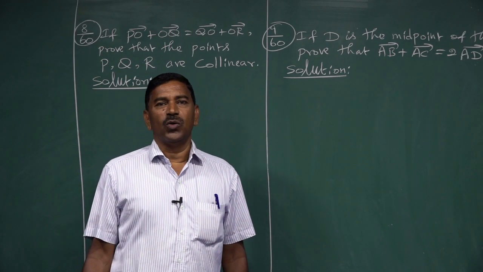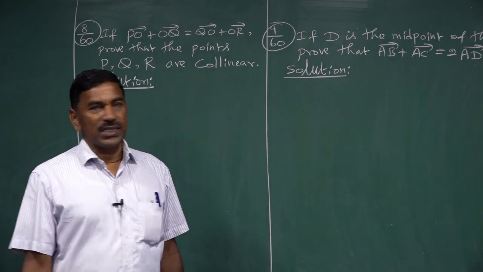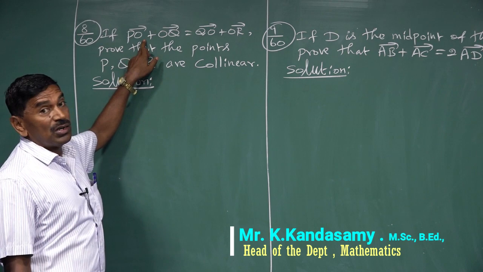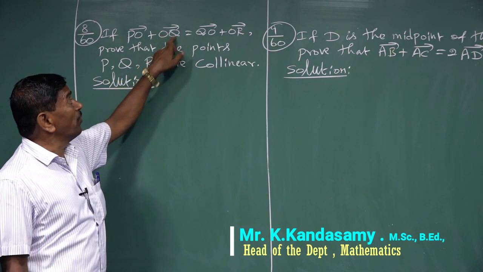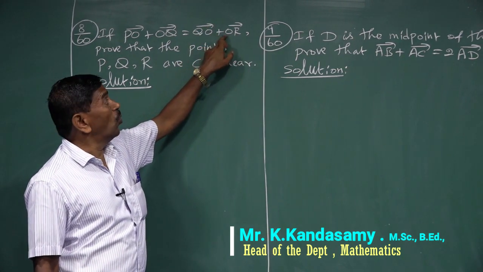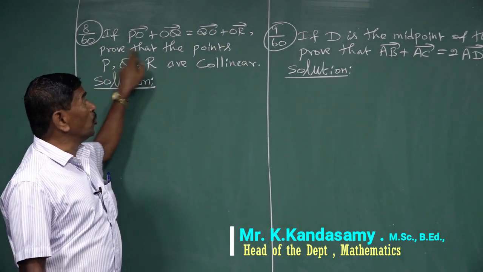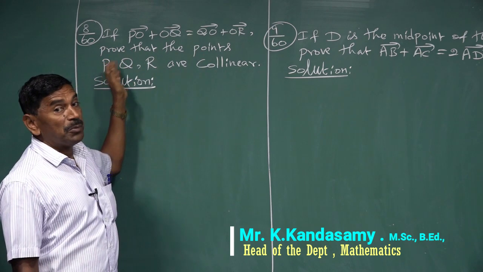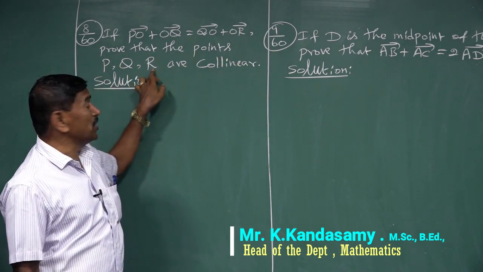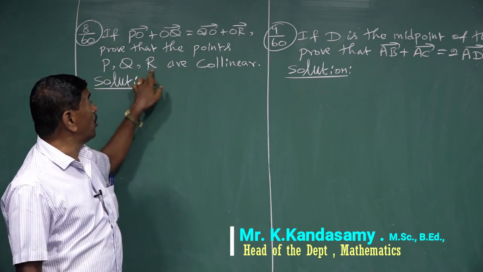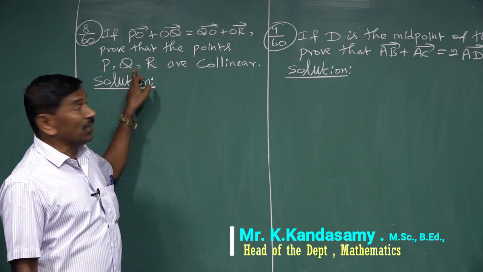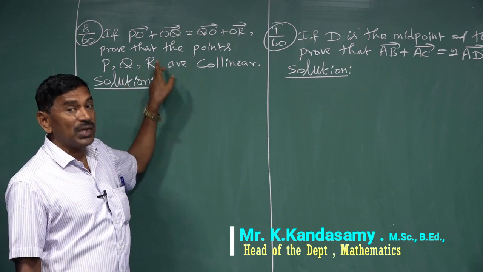Good morning, children. Today we are going to solve the 8th question from the first exercise. Listen. If PO vector plus OQ vector is equal to QO vector plus OR vector, prove that the points P, Q, R are collinear. We want to prove these 3 points are collinear. To prove P, Q, R are collinear, it is enough to prove PQ vector is equal to QR vector. So that is our aim.